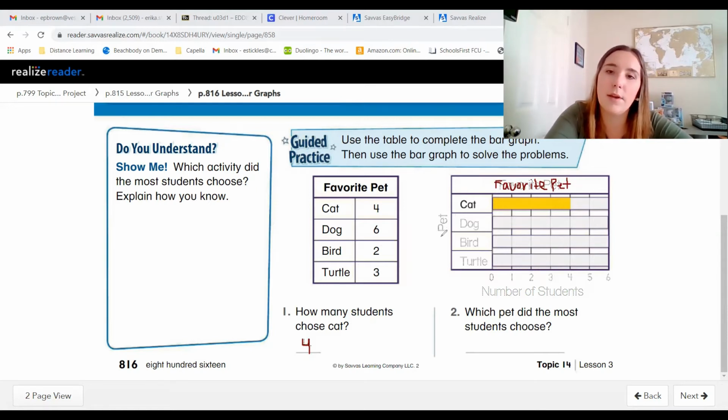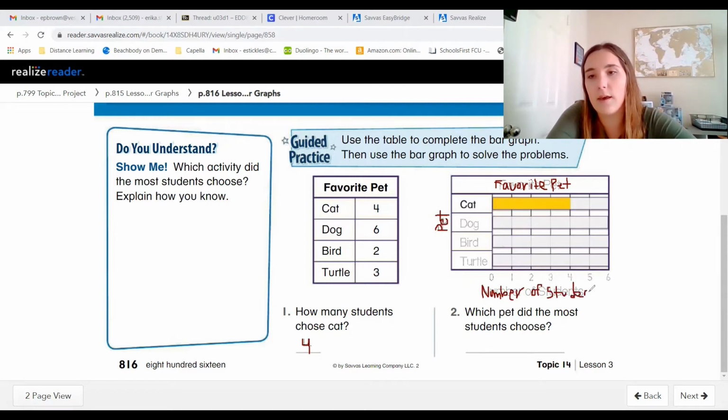My side down here is going to be what kind of pet, because we need to know what this is. So these are the pets. And down here, I need to say how many students, so number of students. Hopefully your writing is a little bit nicer than mine. I'm doing mine with a computer, so yours better be fancier. Number of students. And then we need to put in the numbers and the type of pet that they could have chosen. And then we can make our bar graph with the information, the data from our table.